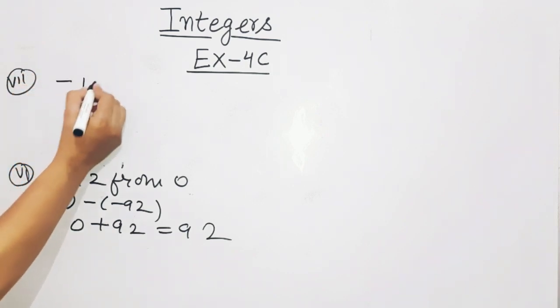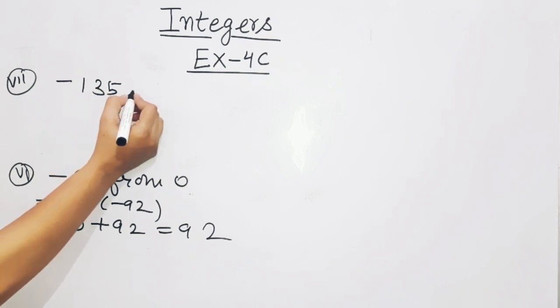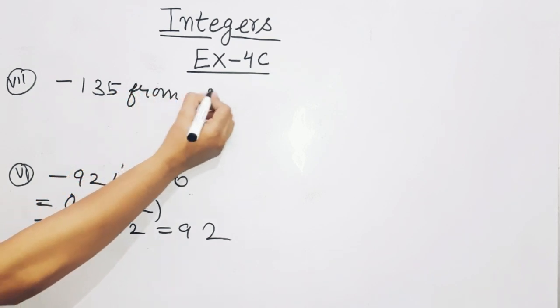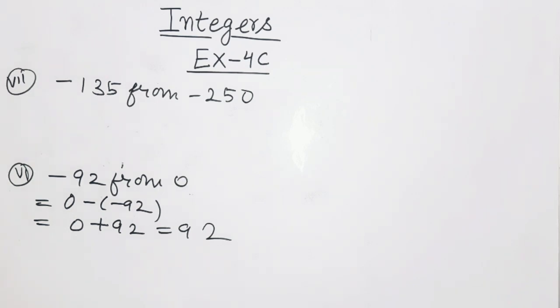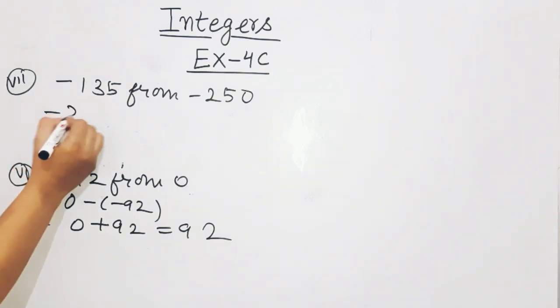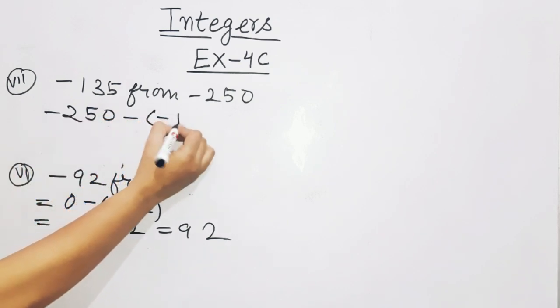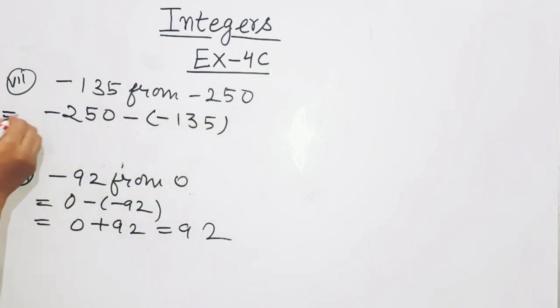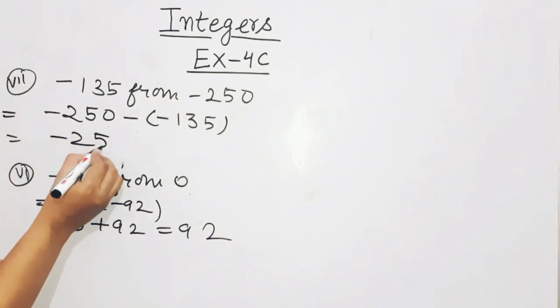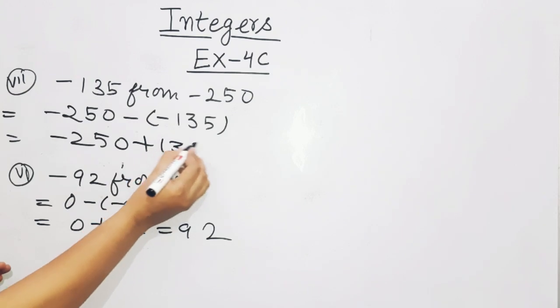Seventh option is minus 135 from minus 250. Right? So minus 250 minus 135. Now, students, what will be the next step? Pause the video, reply to me. Reply your answers in the comment section. Whatever I am asking in the video, if you are watching it, please reply. So, minus 250 plus 135.